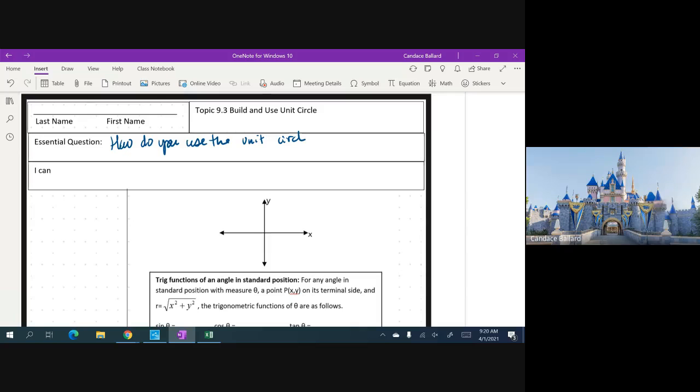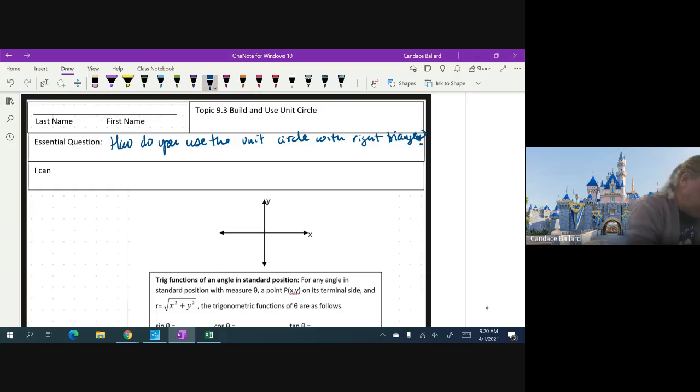We could just leave it at that. Okay, actually with right triangles is what I'm going to put. Okay, that says with right triangles. I should have written that a little nicer. I'm sorry, I was being lazy and trying to squish it in. With right triangles.